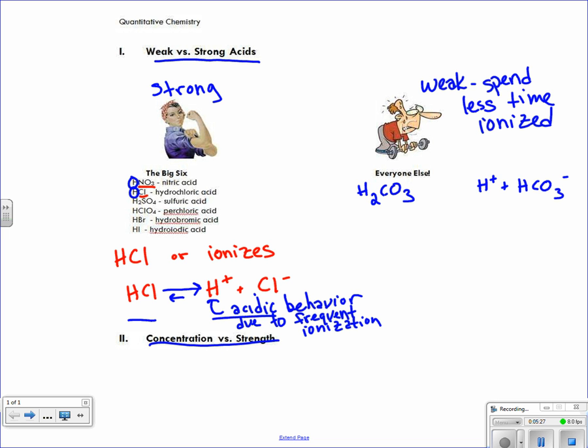For these arrows, we want to show that carbonic acid, it spends more time as H2CO3 than it does as H plus and HCO3 minus. So the arrows are going to look the exact opposite of the strong acids. You're going to see a big arrow going to the left and a little arrow going to the right. And again, that's to indicate we spend way more of our time in weak acids bonded together than we do broken apart. So that's what it means to be a strong acid versus a weak acid. It all comes down to how long it's ionized or how frequently it ionizes.